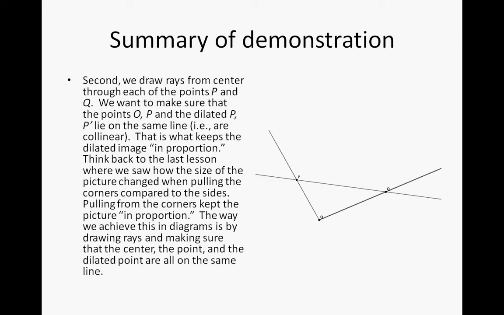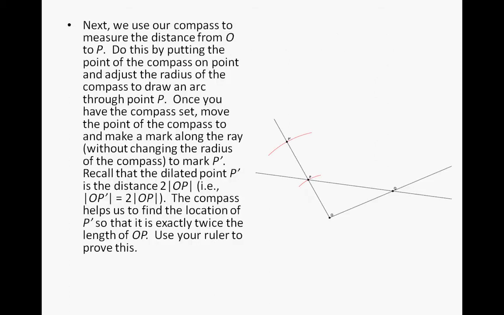So flipping back over, if you want to summarize this, I'm just going to flip through these. But here's a summary of the demonstration. If you want to stop the video and take notes, you can. So basically, we have pulled this from proportion. Then we adjusted our compass. And remember that now we have 2 times the line length of OP. And now our line length is from O to P prime.